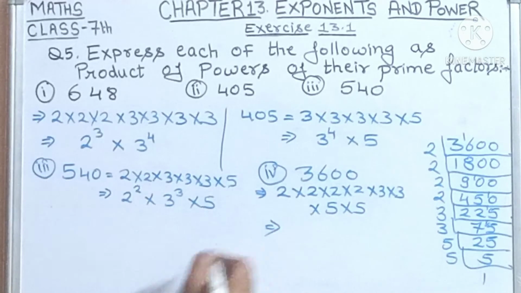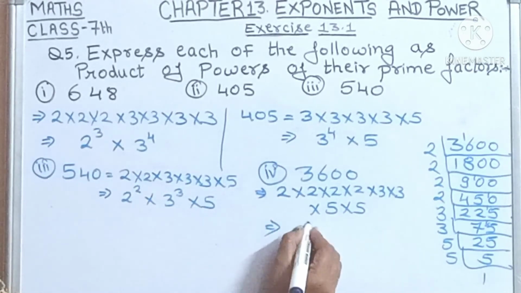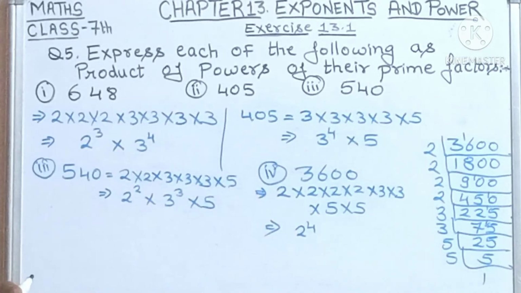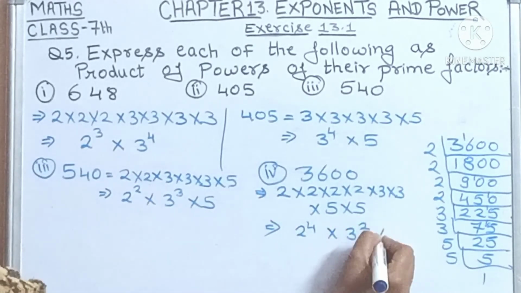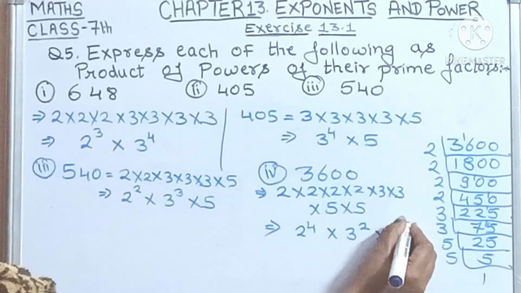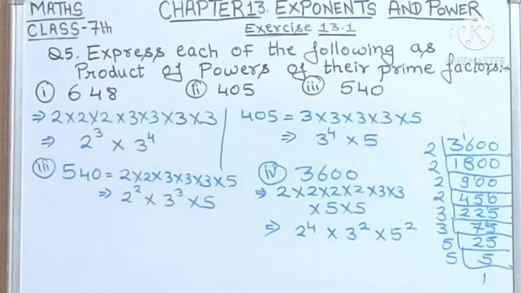Now write it in the exponential form. 2 raised to the power 4 because we got 2 four times, 3 raised to the power 2 because we got 3 two times, and 5 raised to the power 2 because we got 5 two times. So 2 raised to the power 4 into 3 raised to the power 2 into 5 raised to the power 2. This is the answer for the fourth one.